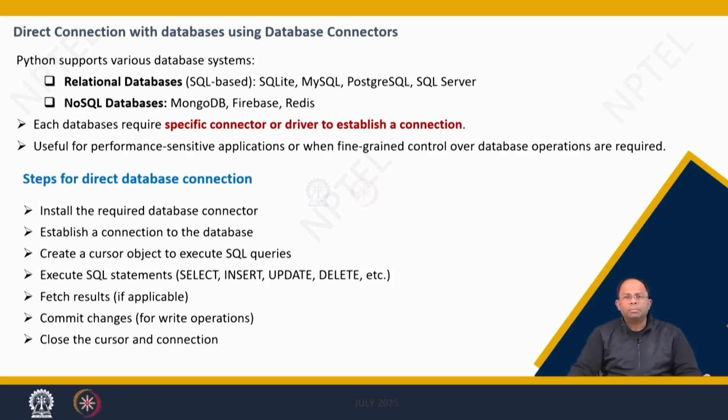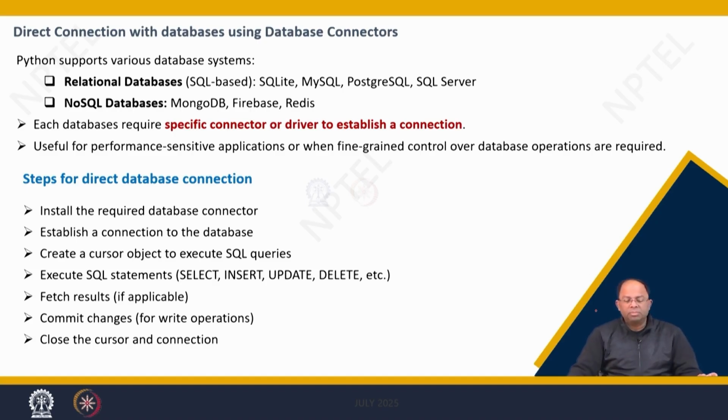But for each database there is a specific program or driver required to establish a connection. And once you establish a connection, as we did in SQLite in the earlier lecture, you can go and do insert, update, which is more or less similar to what we did earlier. A little bit here and there some changes could be there, but the basic structure and fundamentals are the same. For example, first you have to install the required database connector for whichever database you are connecting to. Then establish a connection to the database, that's the first step.